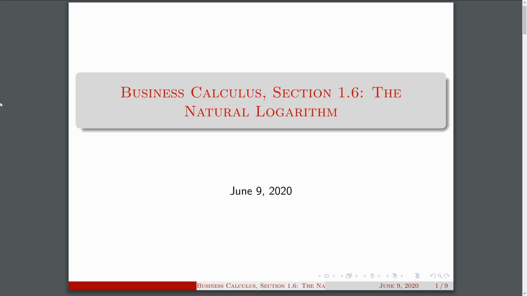Anyways, let's see. Business Calculus 1.6, we're on to the natural logarithm. A lot of people feel uncomfortable working with logarithms, and that's fine. But we do need to know some things about them in order to work a lot of problems in this class. We need to know the basic idea and the basic techniques for solving equations with logarithms. And we should know why we need logarithms. All right, so let's get started.